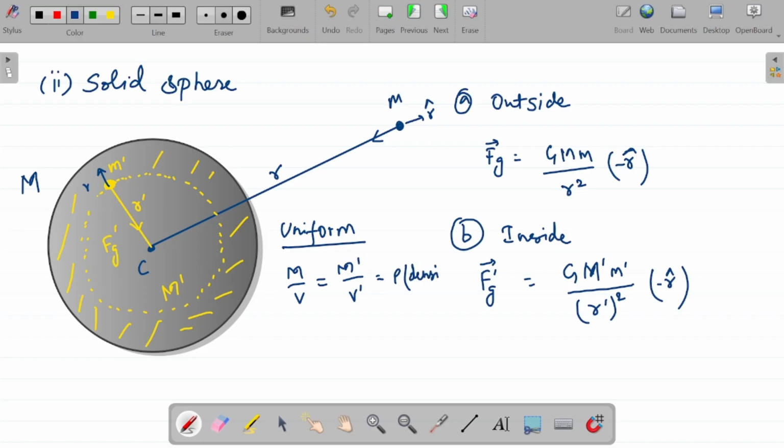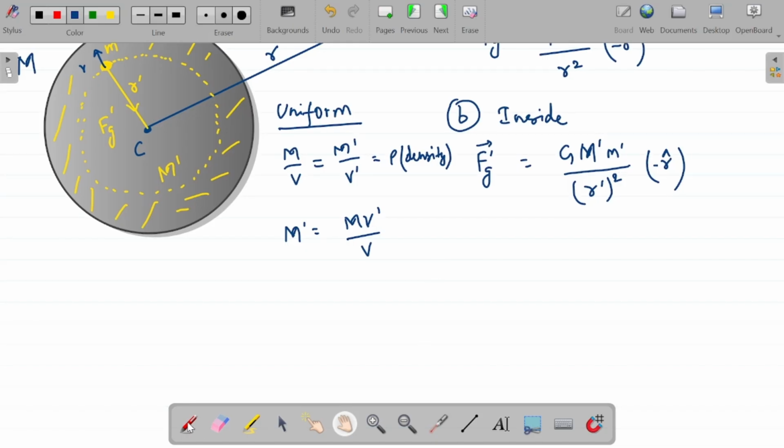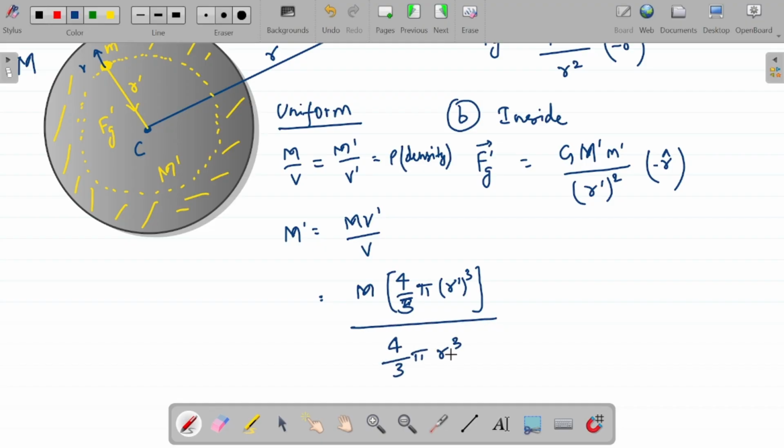So this is density. From here we can obtain that M prime is M V prime divided by V, and we know what is the volume of a sphere. So this is the mass of the complete sphere, and the volume of the inner sphere will be 4 by 3 pi r prime cube, divided by 4 by 3 pi r cube. And then we will have here M r prime cube divided by r cube.